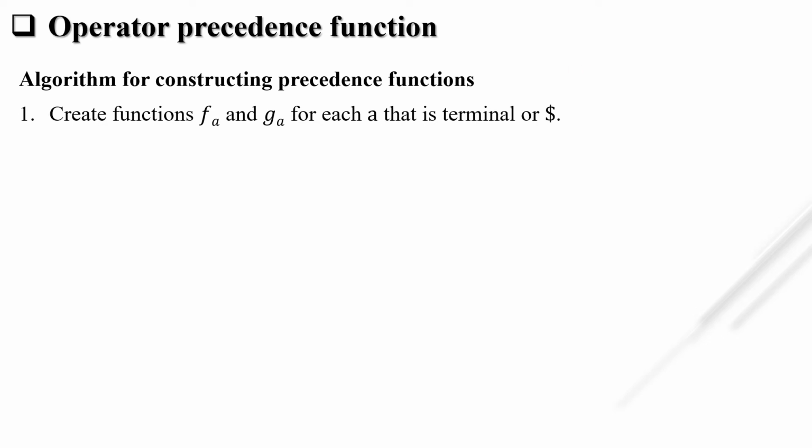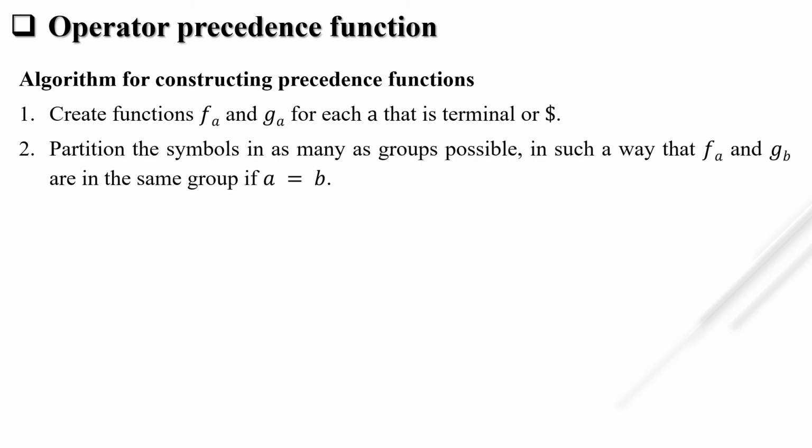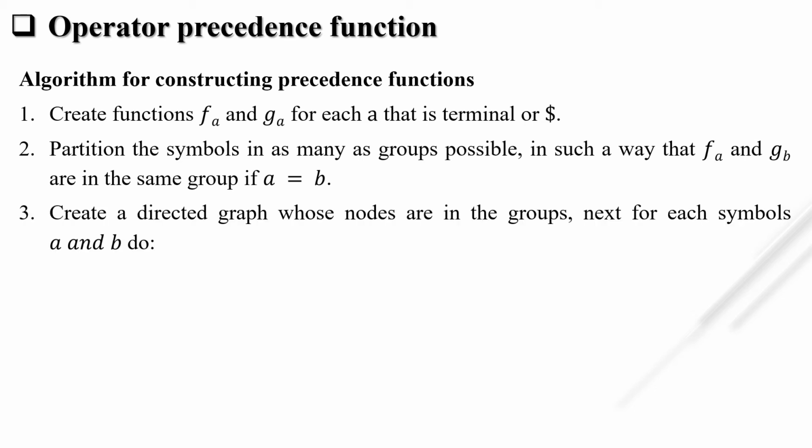In this method also you are given a grammar and asked to draw the operator precedence function table in the examination. So you have to draw the operator precedence function table with the help of this method. First we have to create functions f of a and g of a for each a, that is terminal or dollar symbol. Next, partition the symbols into as many groups as possible in such a way that f of a and g of b are in the same group if a equals b. Create a directed graph whose nodes are the groups.